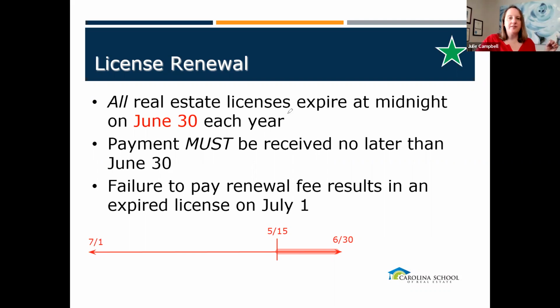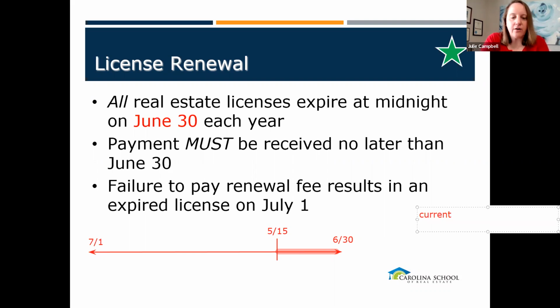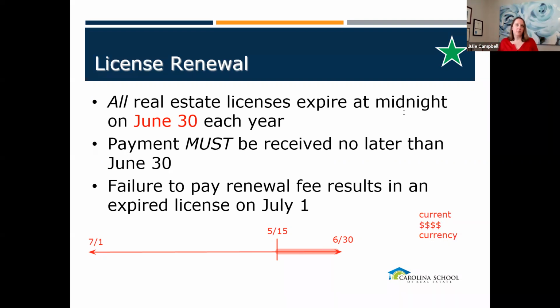When you renew your license, it is current. And when you guys see current, what I really want you to see is the word currency. Renewing your license, having a current license, means you've paid the fee. A current license has nothing to do with education. We'll bring education into this in just 1 second. A current license means you've paid the fee.